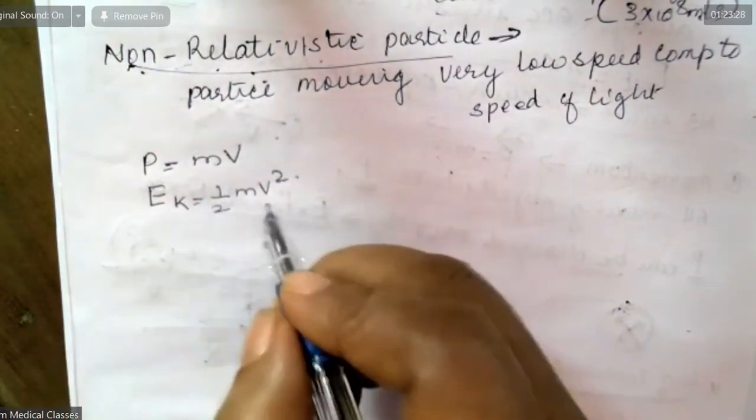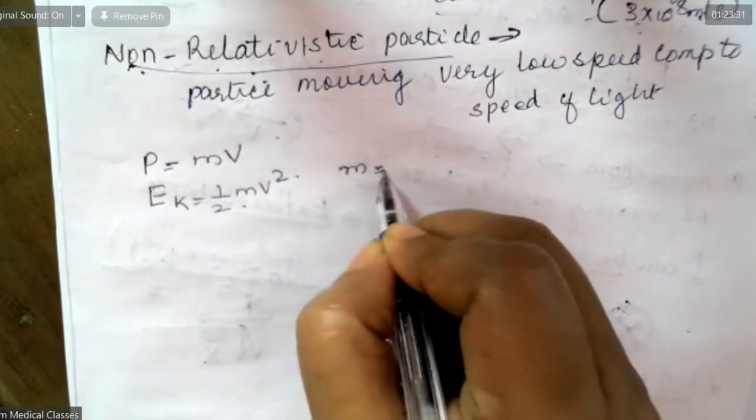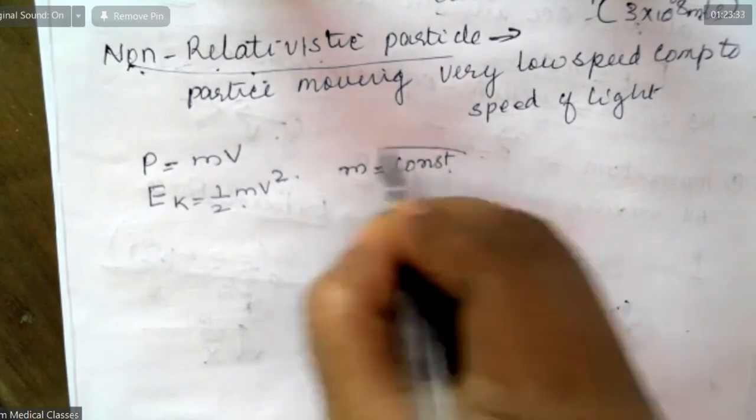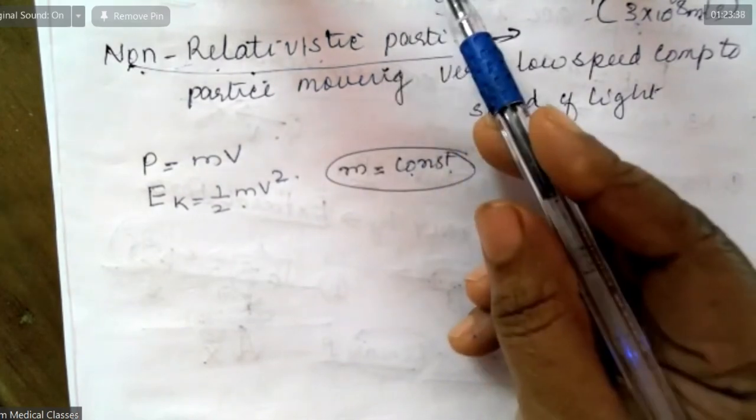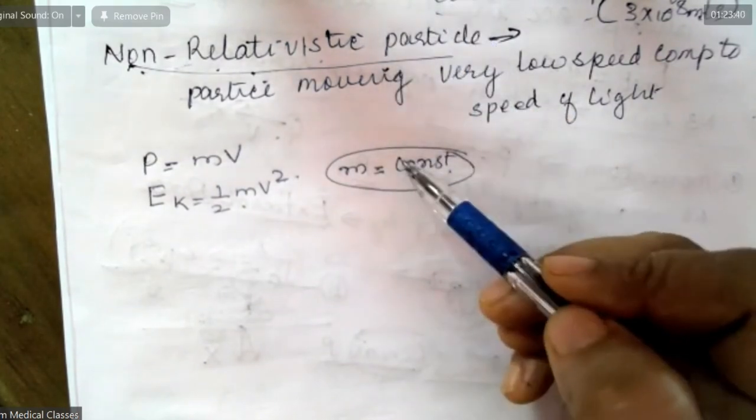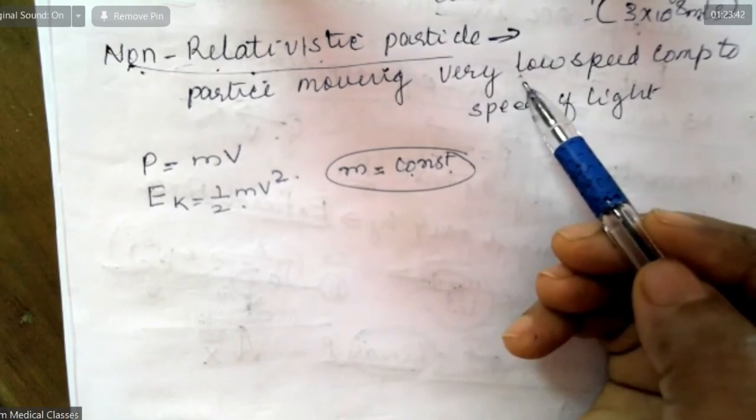Okay, where we assume that mass is constant. This is one important difference between relativistic and non-relativistic. And this is a consequence of its speed.